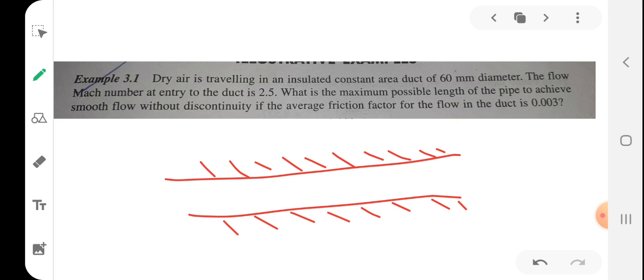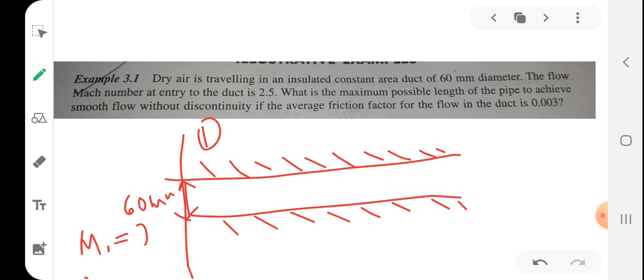The dia is given, 60 mm. The flow Mach number at the entry, this is the entry section, Mach number here is given as M1 equal to 2.5.